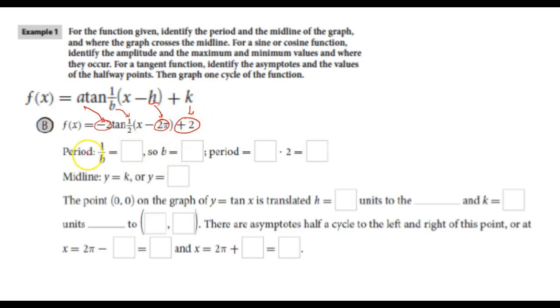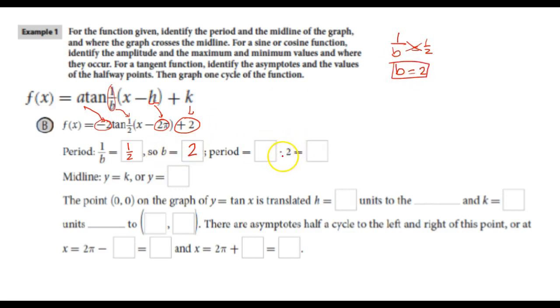So here, let's start with the period. So that's what they want us to know. So first thing we're going to do is identify what is 1 over B. Well, that's equivalent to 1 over 2. So let me go ahead and solve for B really fast. 1 over B equals 1 over 2. Let's cross multiply, and that would be B. 1 times B is just B, and 1 times 2 is 2. So our B value is 2.